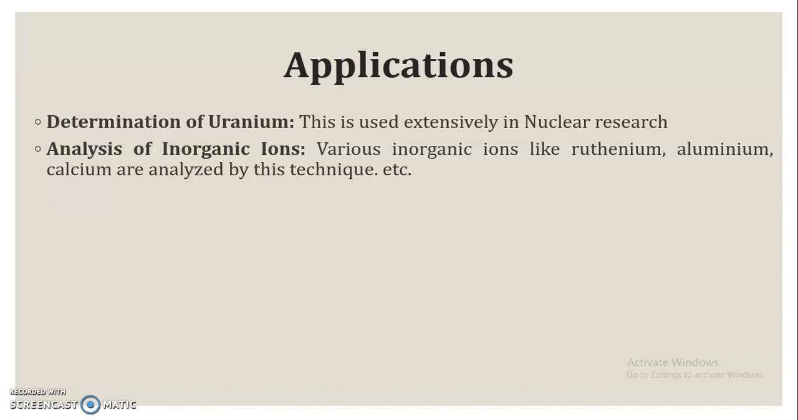Generally, inorganic ions do not exhibit fluorescence. However, some of these inorganic ions form fluorescent chelates with non-fluorescent organic molecules. Inorganic ions are combined with different non-fluorescent organic molecules, which leads to the formation of chelates, and these chelates will show different fluorescence. Inorganic ions like ruthenium, aluminum, calcium are analyzed by using this particular technique. Uranium is also analyzed by using the same technique, where it forms a chelate in the presence of nitric acid.